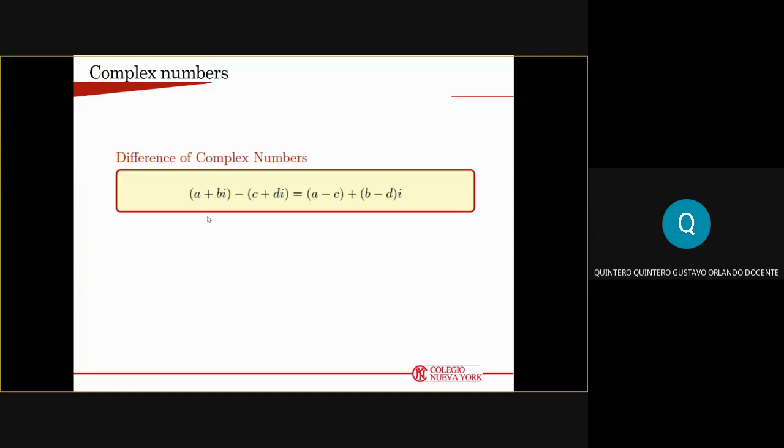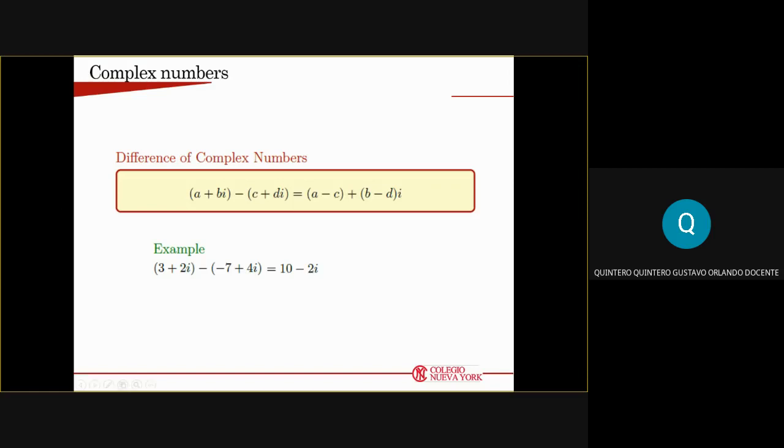Exactly the same. But instead of adding the like terms, we're going to subtract the like terms. The same example. 3 minus negative 7. Again, real part with real part. So 3 with negative 7. Those are the real parts, right? 3 minus negative 7. Then we're going to have this as a positive. So 3 plus 7. That is 10. And also 2 minus 4. That is negative 2. Don't forget about the i, and we are done.